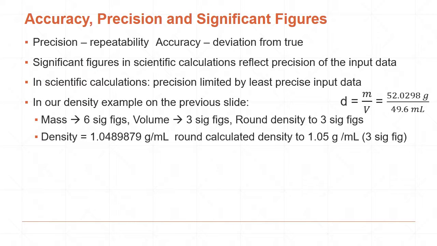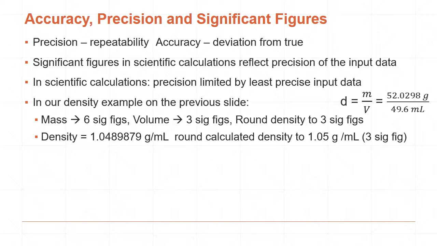So let's repeat the measurements that I showed on the previous slide. Mass of an object, 52.0298 grams. The volume of that object was 49.6 milliliters. Now in this example, the mass has 6 significant figures. All of those digits are significant, and it's precise to 0.0001 grams, or 1/10,000th of a gram.